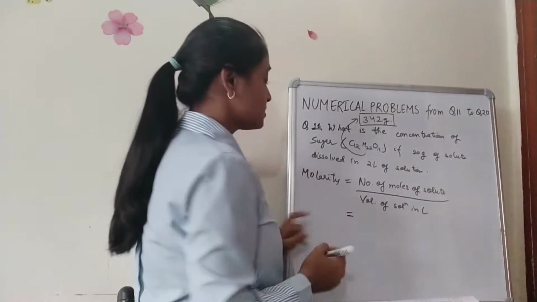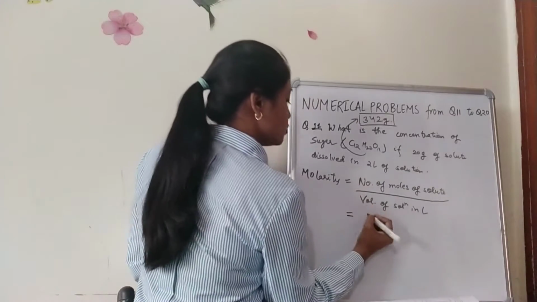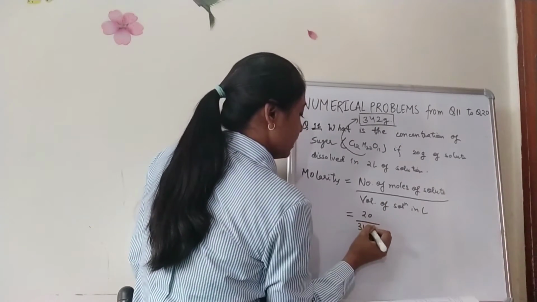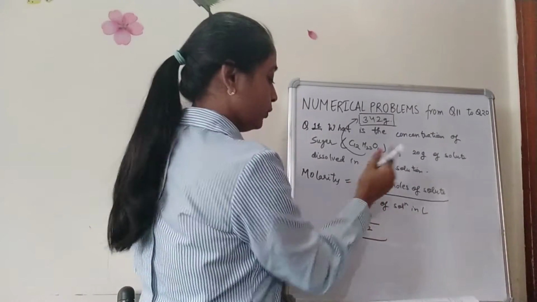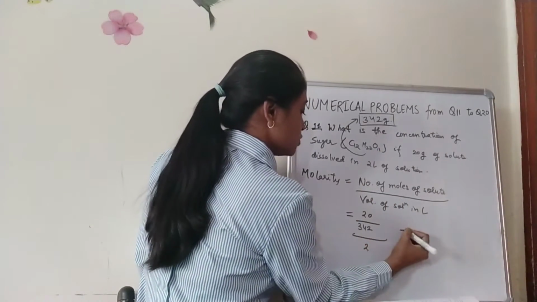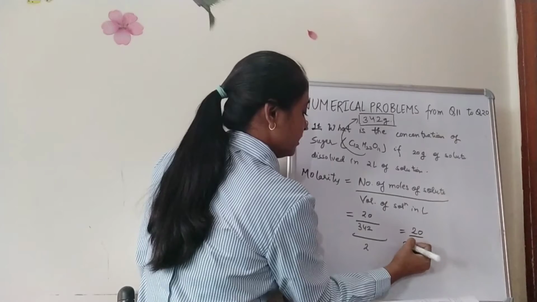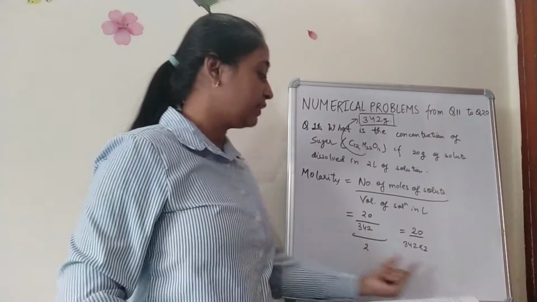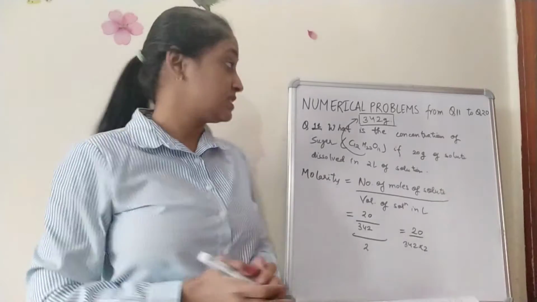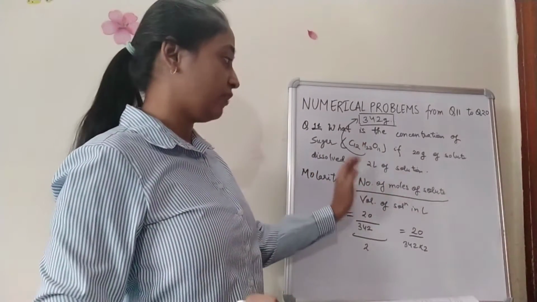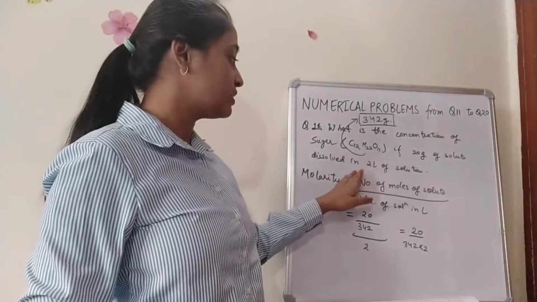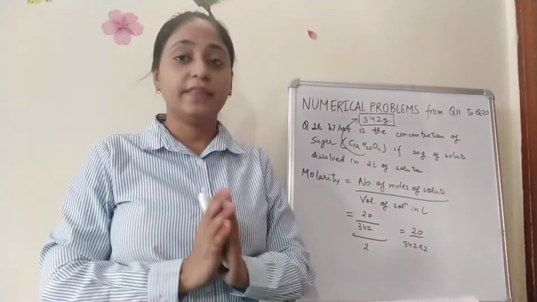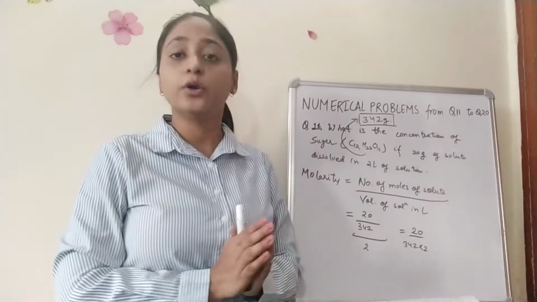So let's solve this. Mass by molar mass, mass is 20 gram. So 20 divided by 342, and how much volume is given? 2 liter, right? So 20 by 342 into 2. Solving this, we will get the concentration of sugar when 20 gram of solute is dissolved in 2 liter of solution. Okay. Next we will come to question number 12.